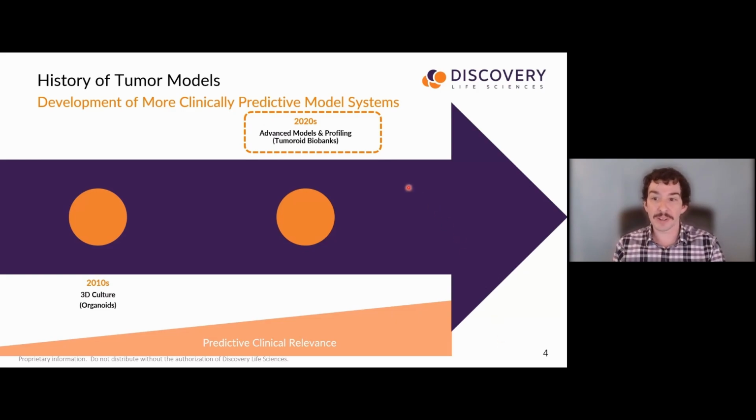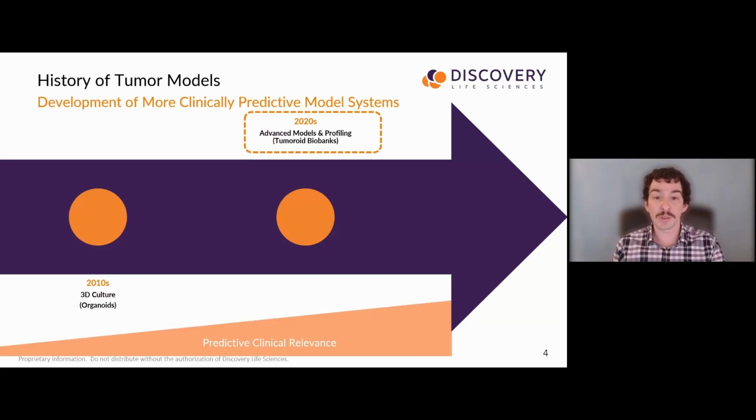So finally, we get here to the 2020s, and the field sees the emergence of advanced 3D tumoroid models, as well as biobanks of these model systems. These tumoroid models are generated from genetically and molecularly profiled primary patient cells, and more closely mimic in vivo tumor physiology than previous models, giving us unprecedented insights into patient tumor biology.